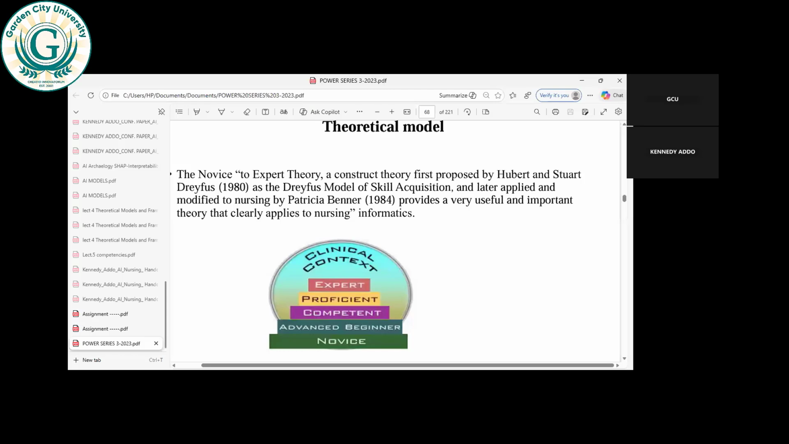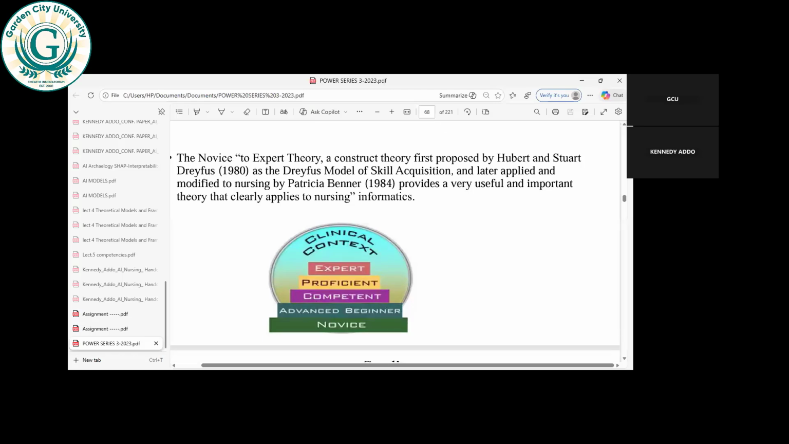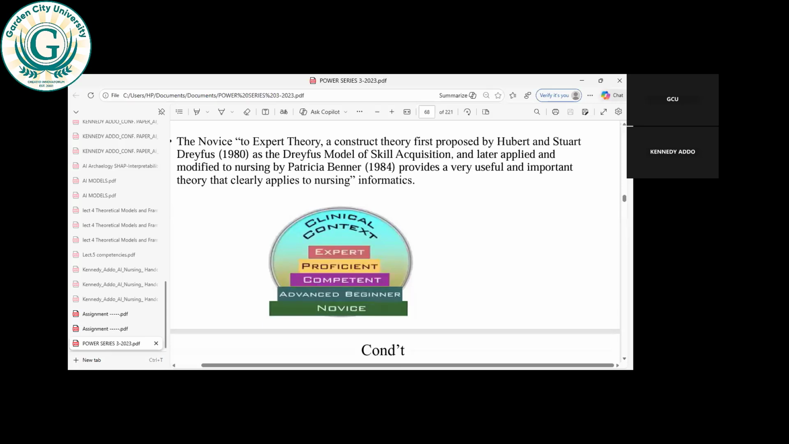Now we are going to limit our conversation to the constructs we see here: the novice, advanced beginner, competent, proficient, and expert. Once you see these, that represents what? A construct. And the constructs are depicted in this model, okay? So once you see arrows pointing to them, they represent the model. So the constructs define what a model is all about. And we are going to look at the various constructs.